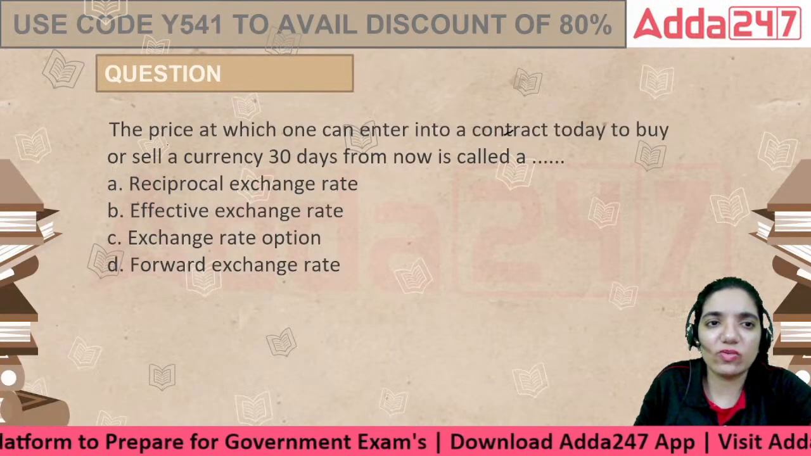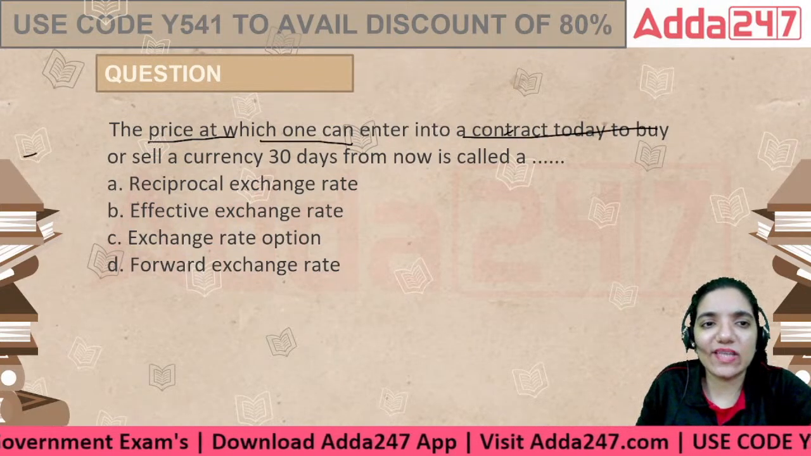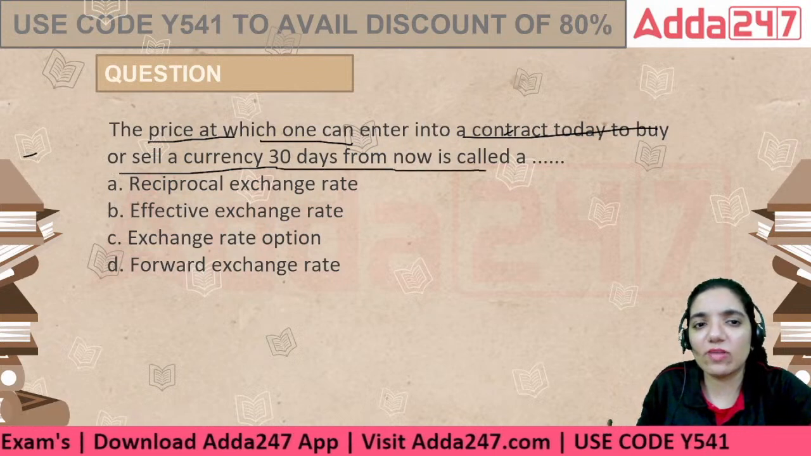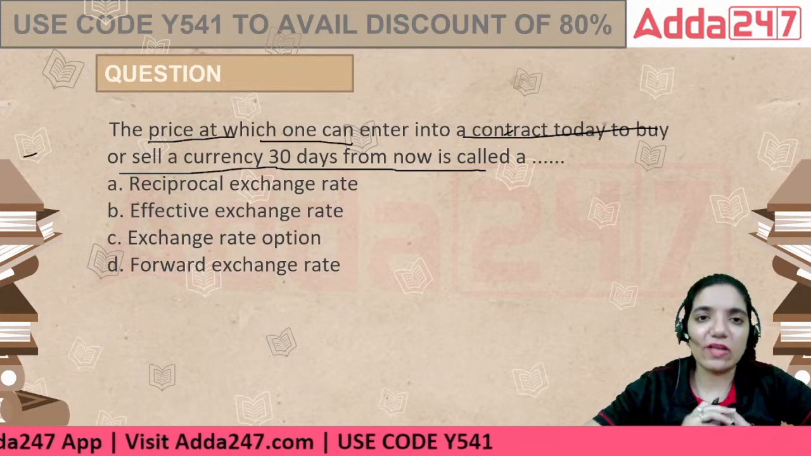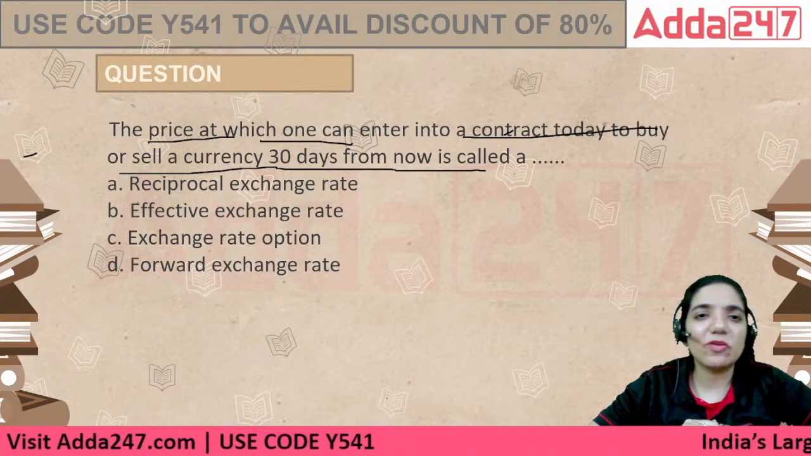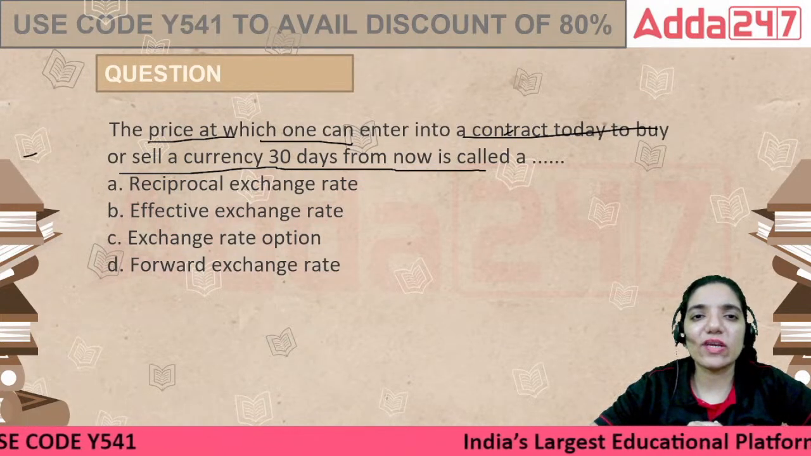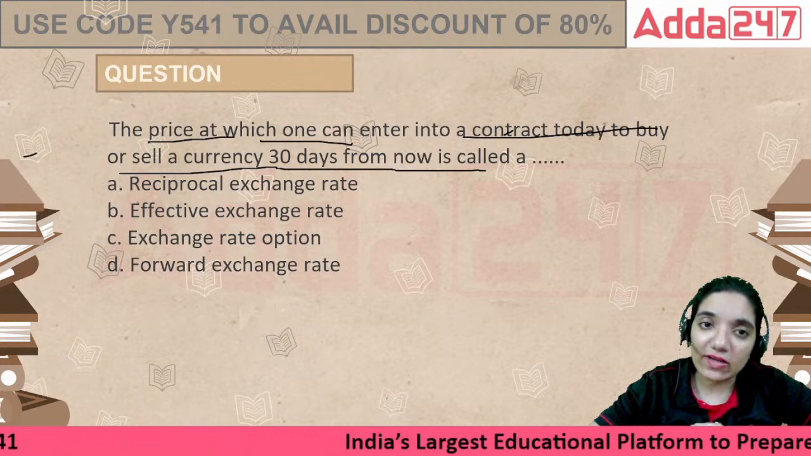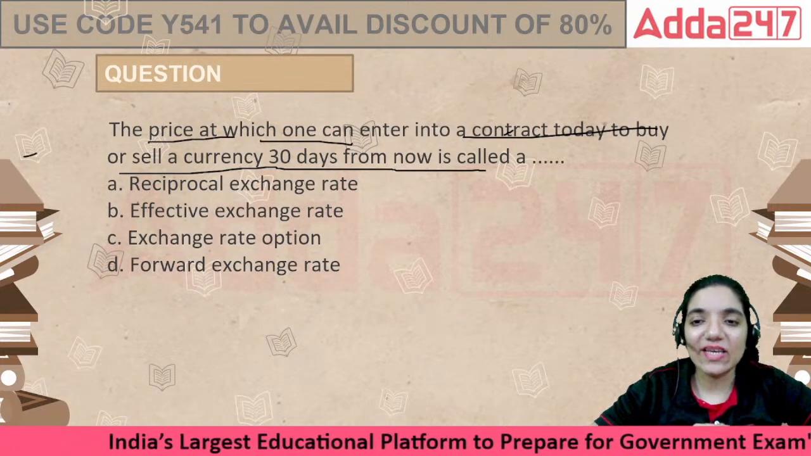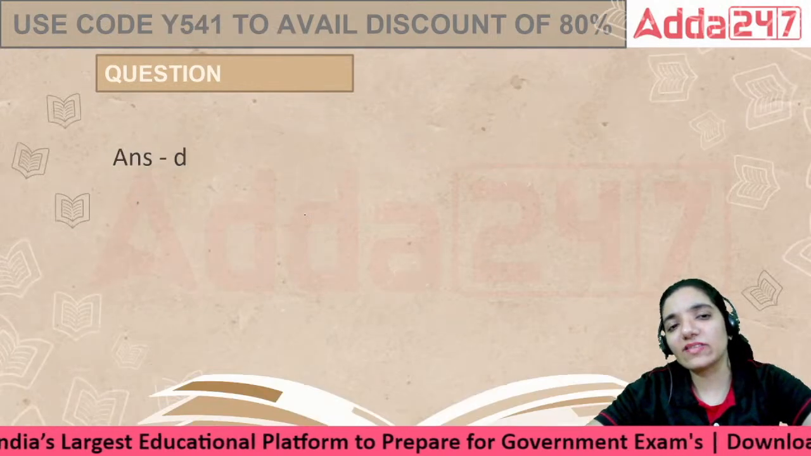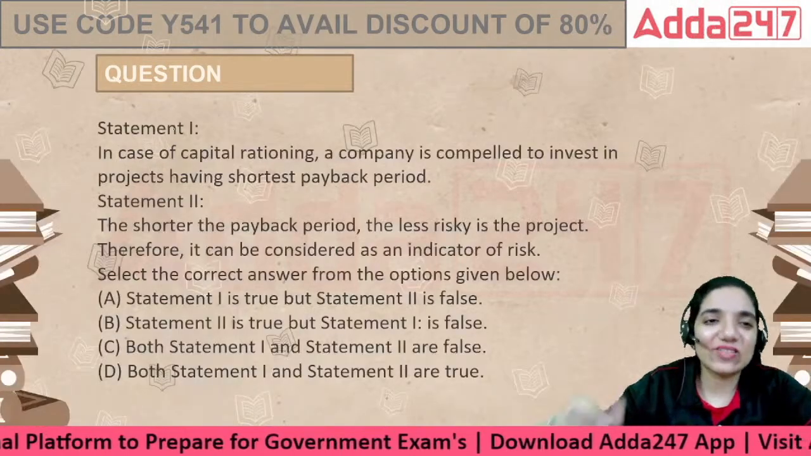The price at which one can enter into the contract today to buy or sell a currency 30 days from now is called. If I want to purchase a currency after 3 months or maybe 4 months, whatever the time period is, I'm not buying it today, but I'll be buying it in the future. Is it a reciprocal exchange rate or effective exchange rate or effective rate option, or the last one? It's a forward exchange rate. It is called a forward exchange rate. It's D. Right? Next question, everyone.